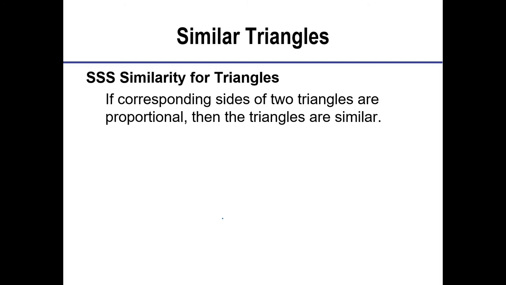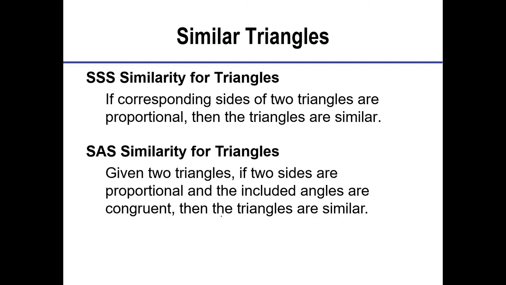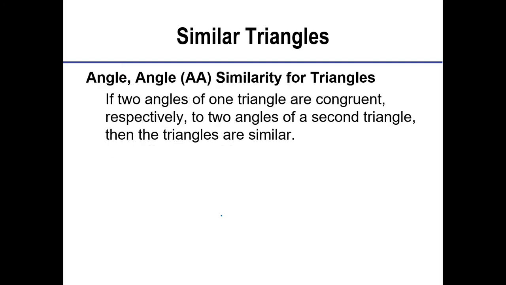For triangles, we have side-side similarity. If the corresponding sides of two triangles are proportional, then the triangles are similar. Side-angle-side similarity for triangles states, given two triangles, if two sides are proportional and the included angles are congruent, then the triangles are similar.